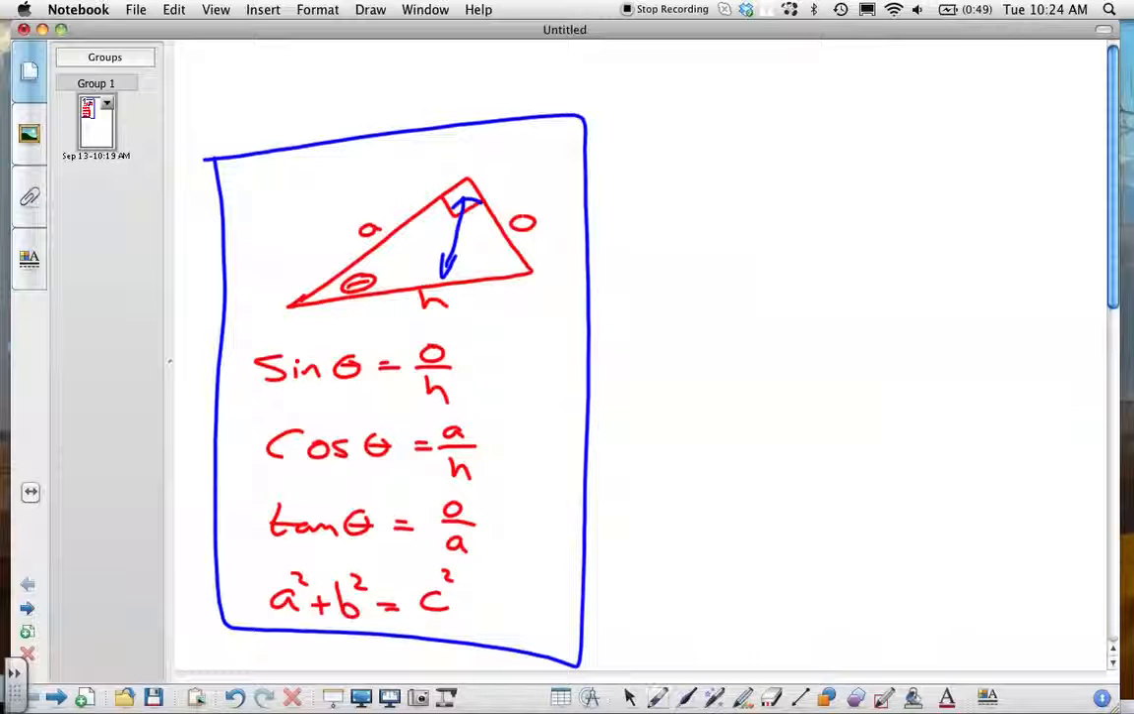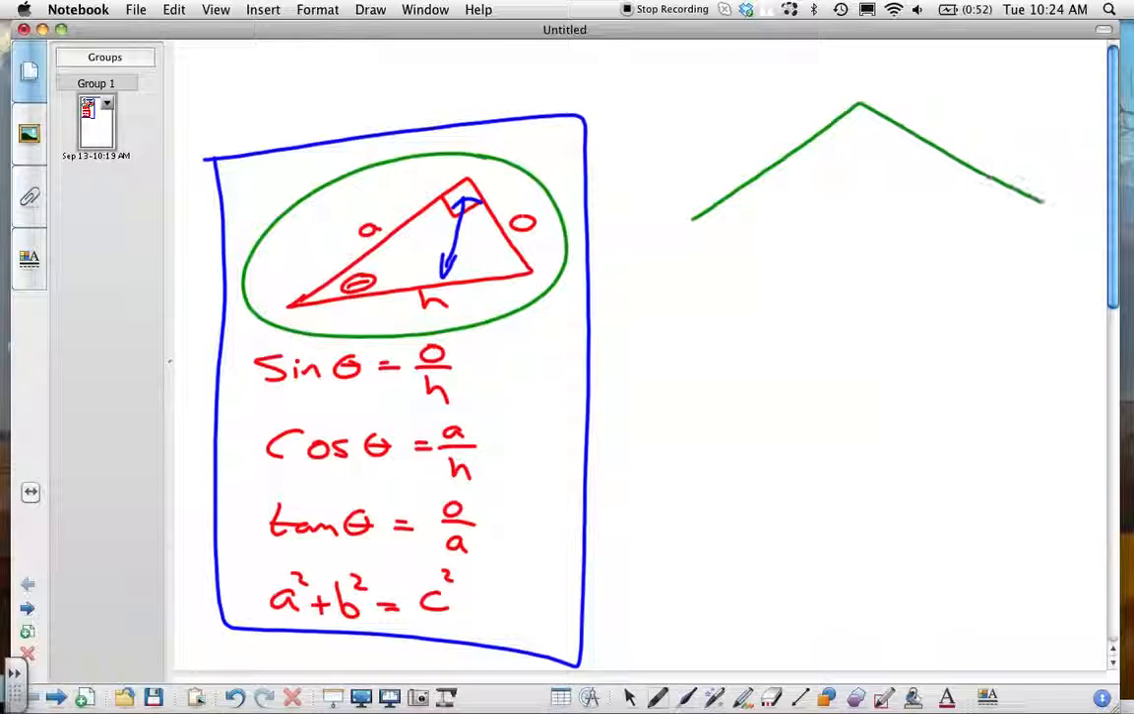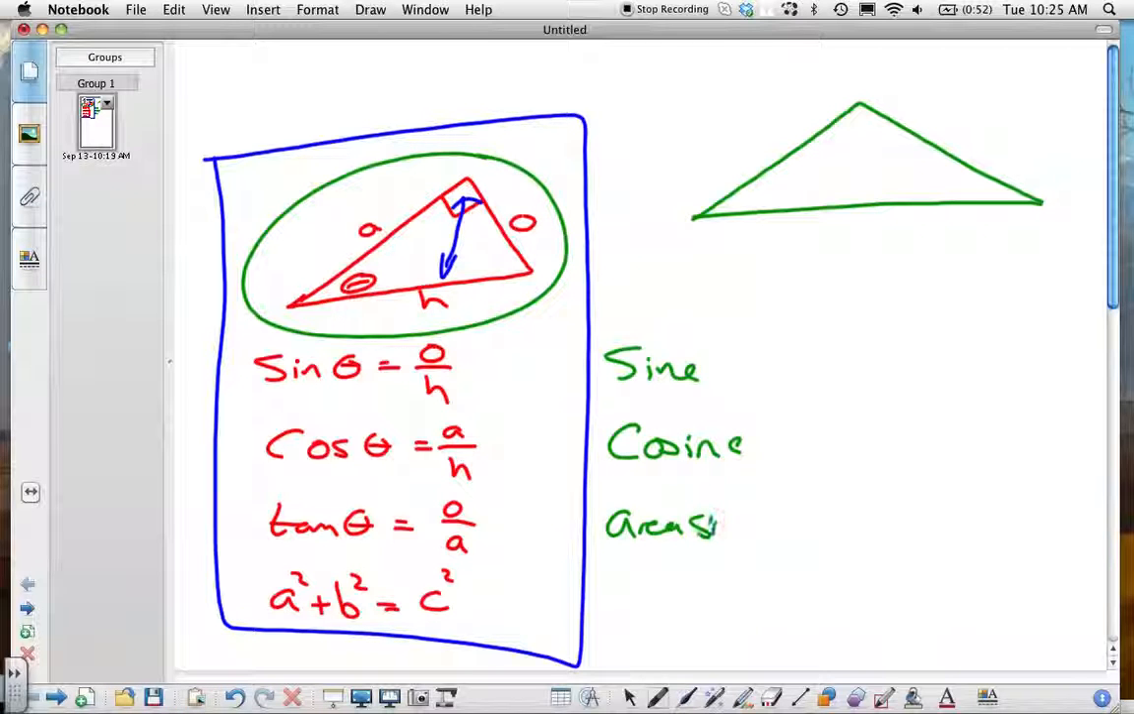Now, if we have the situation where we don't have a right angle triangle, we have just any triangle like that. When you've got that situation, you're going to either use your sine rule, your cosine rule, or your area sine rule. Now when doing this, there are three different situations. Let's just start with the area sine rule.